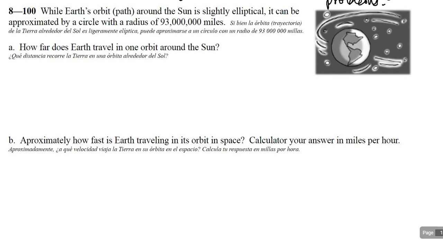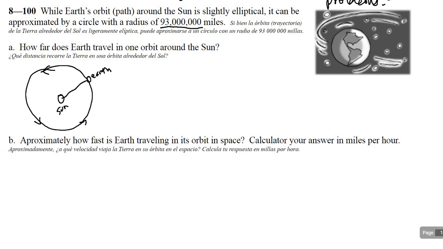8-100. While Earth's orbit, meaning path, around the Sun is a little bit elliptical, it can be approximated by a circle with a radius of 93 million miles. A. How far does Earth travel in one orbit around the Sun? Let's take a look. Here is a circle. It represents the Earth's orbit. Here's my sun. Here's my Earth. And how far does it travel as it goes around the sun? Well, that's equal to the circumference of this circle.